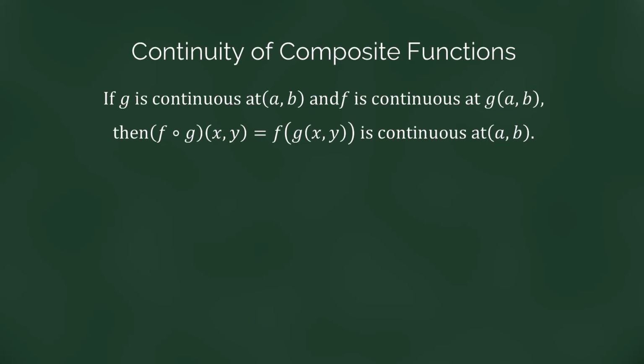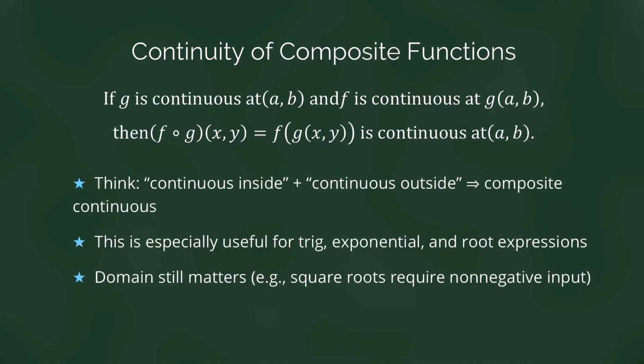We can also extend ideas of continuity to the composition of functions. So if g is continuous at some point (a, b), and f is another function that's continuous at g(a, b), then when we compose them, f(g(x, y)) is going to continue to be continuous at (a, b). So in other words, if the inside function is continuous and the outside function is continuous, then the composite of those is going to be continuous.